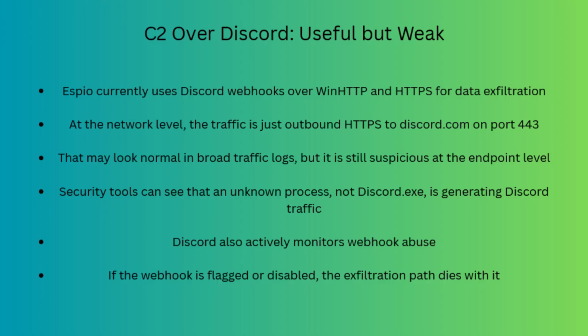For the C2 communication, Espio sends data to Discord webhooks using WinHTTP over HTTPS. The traffic goes out to discord.com on port 443, which looks like normal Discord traffic at the network level. However, endpoint detection will see that an unknown process is talking to discord.com. That's a red flag. Also, some network monitoring tools will see discord.com traffic from a process that is not discord.exe.